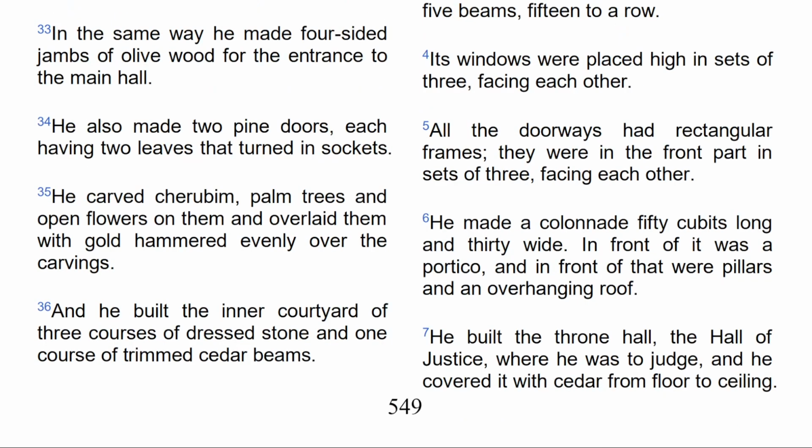All the doorways had rectangular frames. They were in the front part, in sets of 3 facing each other. He made a colonnade 50 cubits long and 30 wide. In front of it was a portico, and in front of that were pillars and an overhanging roof.